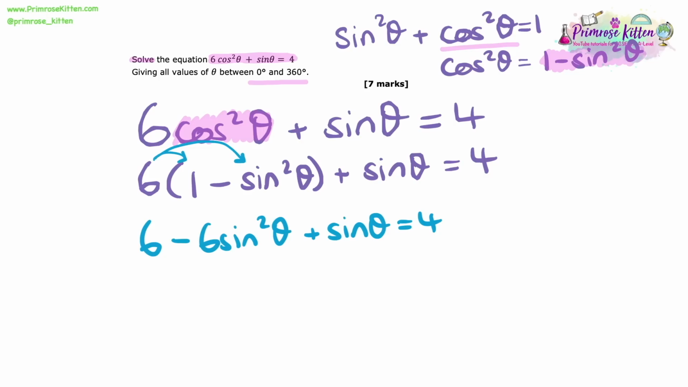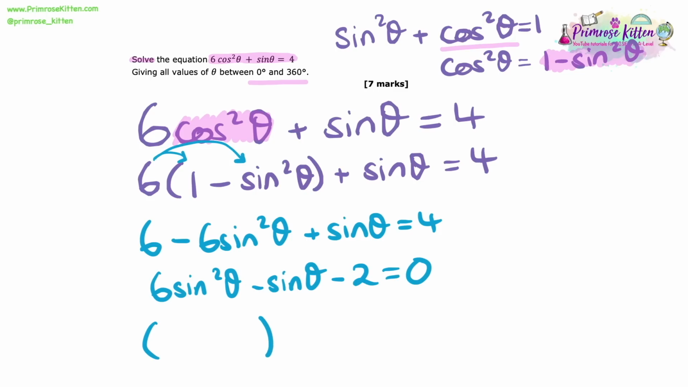So now we've eliminated all the cosines, we just have it in terms of sines now, which means that we're able to solve it. Looking at this, I can clearly see I've got a quadratic equation. So let's get everything on one side, preferably with a positive squared. Moving them over to the right hand side, I've got positive 6 sine squared theta minus sine theta, and then subtracting the 6 gives me minus 2 equals 0. So now what I've got is a quadratic equation, and I can factorise this.